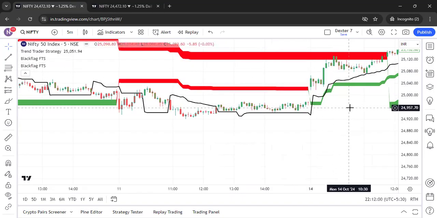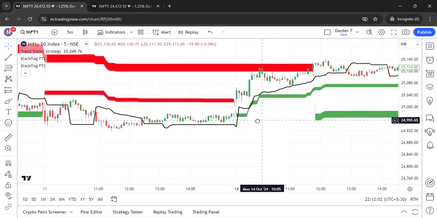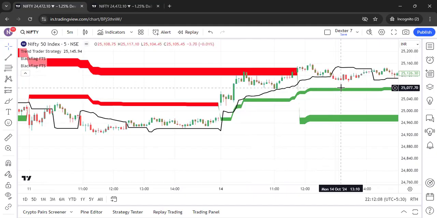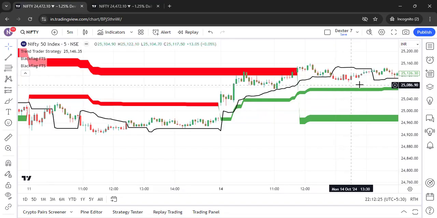But then, as I said, again, it looks good after the move has happened. On the short side, if you would have waited for it to touch the black flag, you would have suffered a loss, or a stop loss would have got hit. But your stop loss in this case would have been 17 points. So you have to understand in which structures you want to enter and in which you do not want to enter.